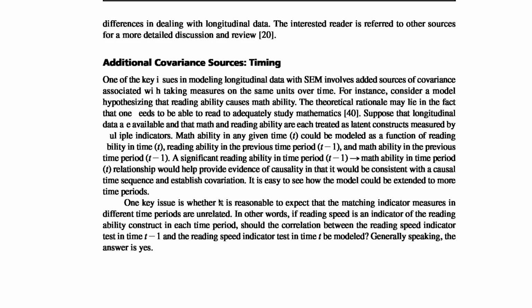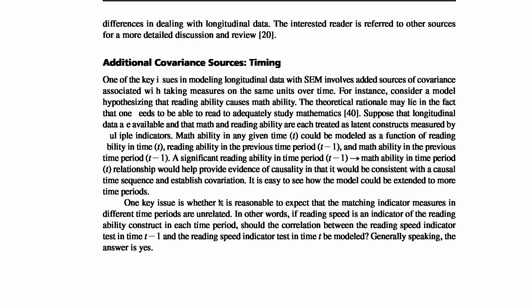A significant relationship from reading ability in time period t-1 to math ability in time period t would help provide evidence of causality, in that it would be consistent with the causal time sequence and establish covariance. It is easy to see how the model could be extended to more time periods.